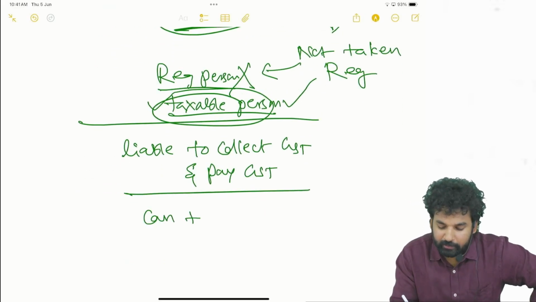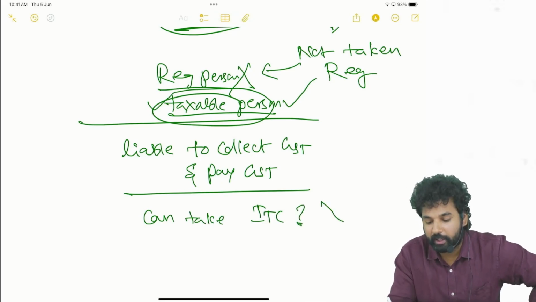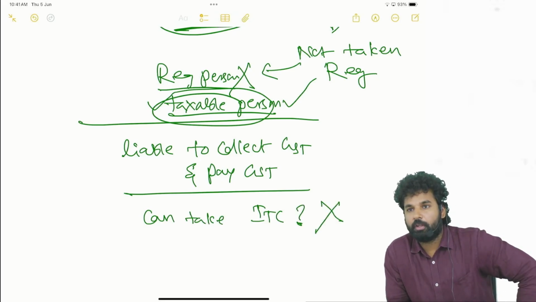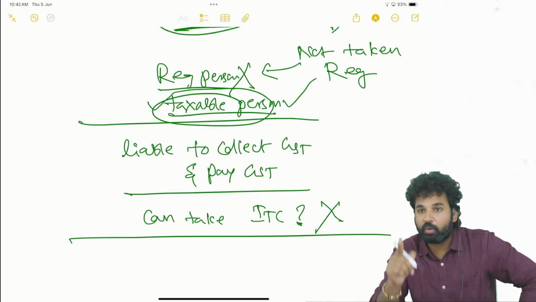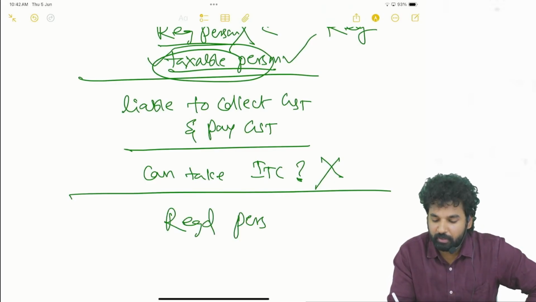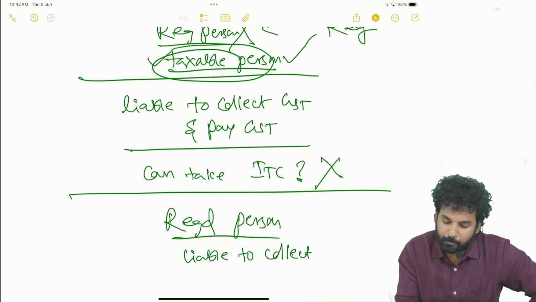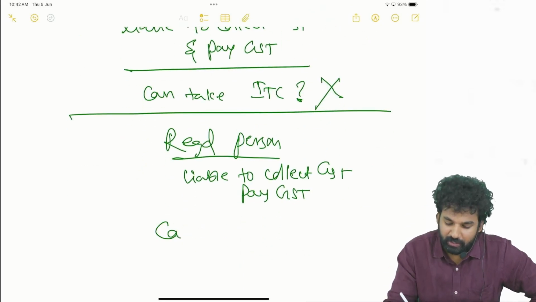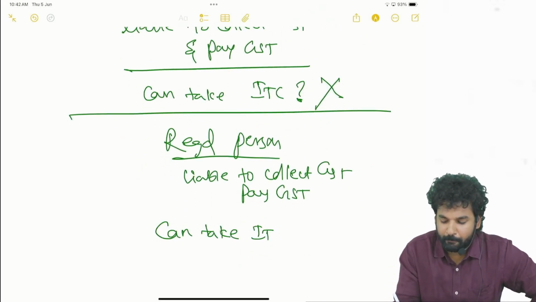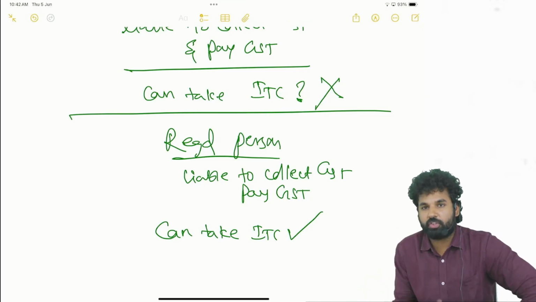Can they take ITC? They cannot take input tax credit. Being a taxable person who is not registered, they cannot take input tax credit. If you want to take input tax credit, you shall be a registered person. A registered person is liable to collect GST and pay GST. Can they take input tax credit? Yes, you can take input tax credit.